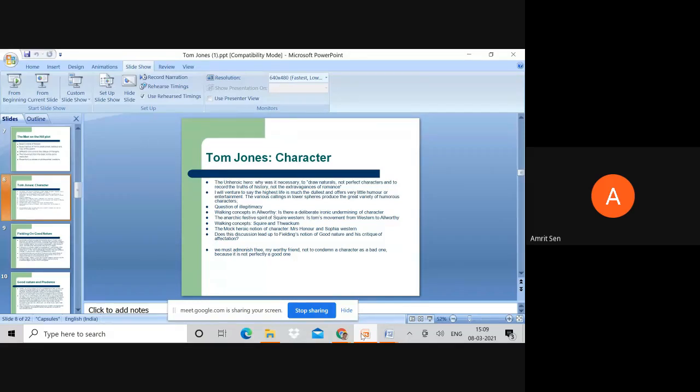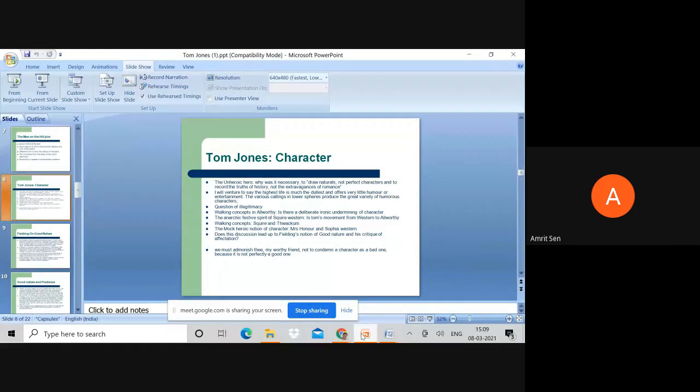So two very important departures. One is the inclusivity of the novel, and especially the inclusion of lower class characters. And secondly, there's the problematization of virtue, that is to say that he's not drawing perfect characters, but a blended character.